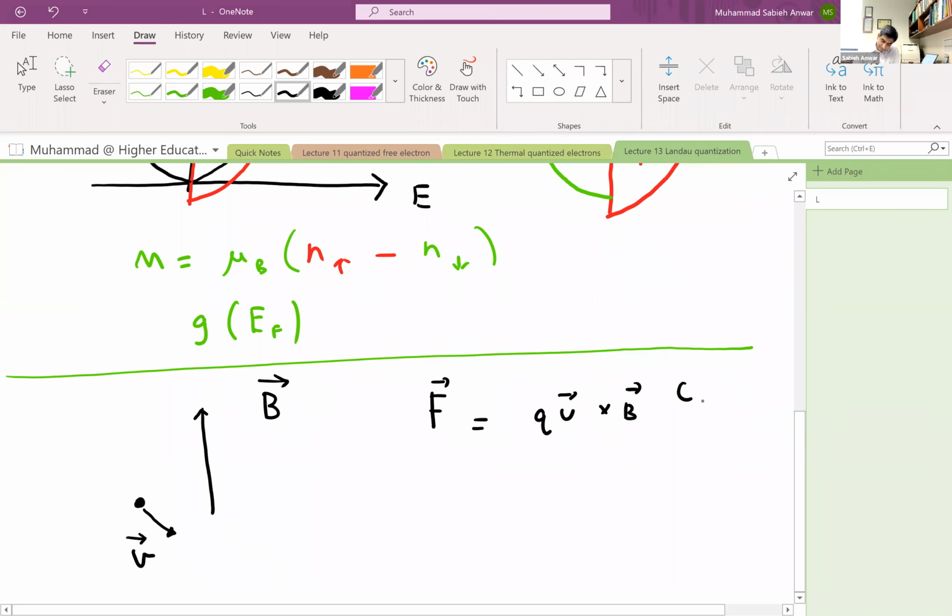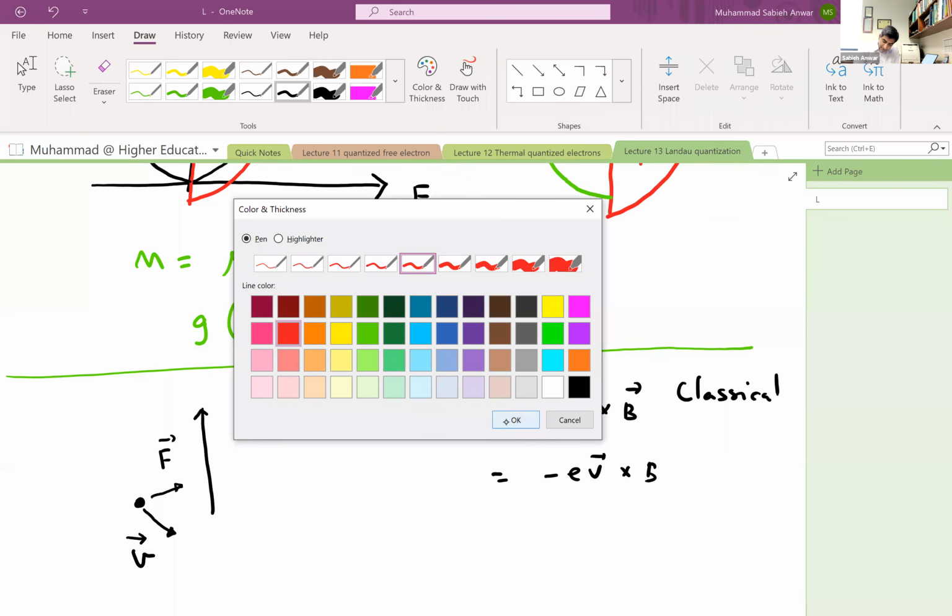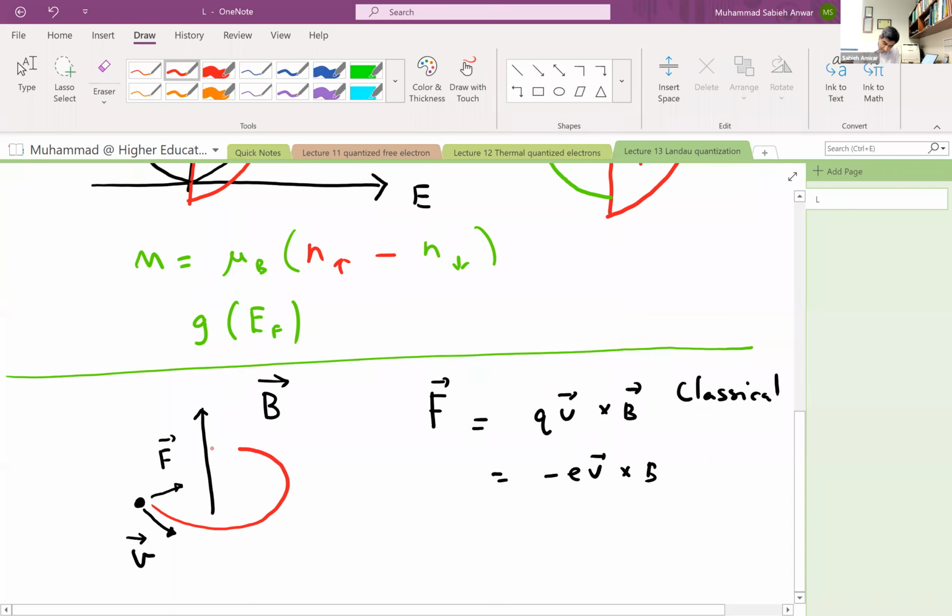So this is a classical picture that I'm presenting for the time being. This is going to be equal to minus eV cross B. So if I were to take the cross product of V cross B, a force is going to act on the electron. As this force acts, the electron goes round in a circular orbit. Okay, so it takes these loop-like motions.